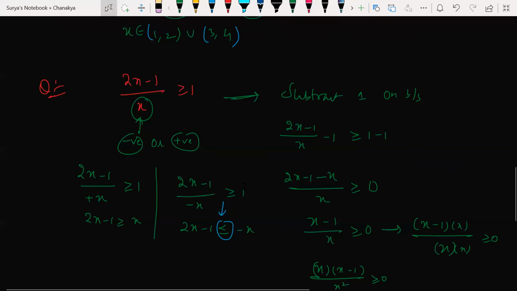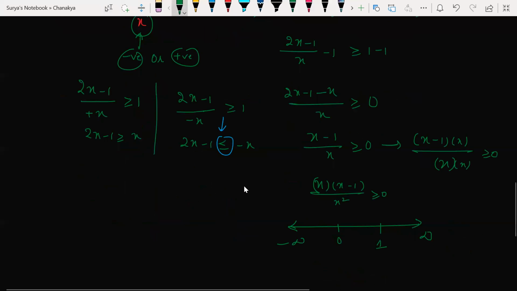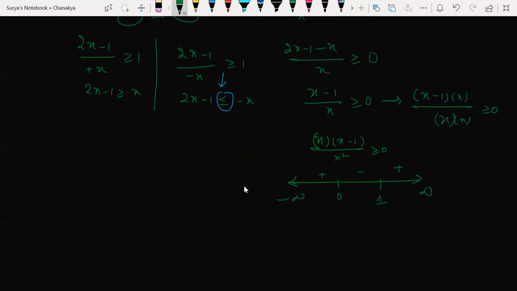Sir, let me repeat again. Look at this here. First of all, let us write the solution. Plus, minus, plus, greater than or equal to 0. So I need the positive region here. Open minus infinity is always an open bracket. So 0. Whether it is a closed bracket or open bracket at 0, can you include 0 here? Can we include 0 or not?